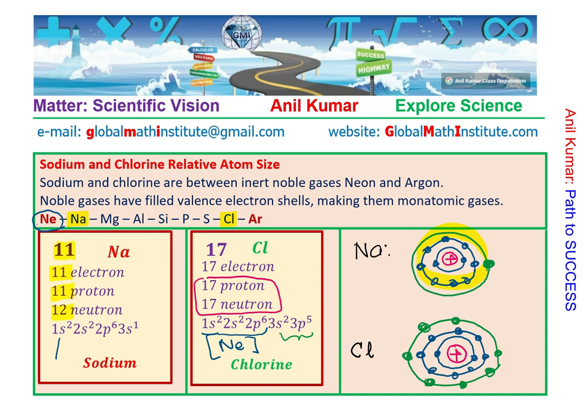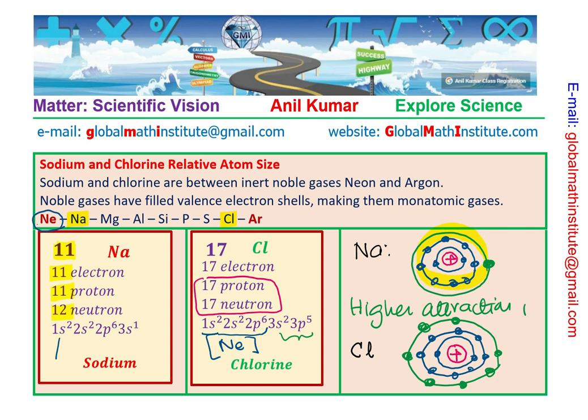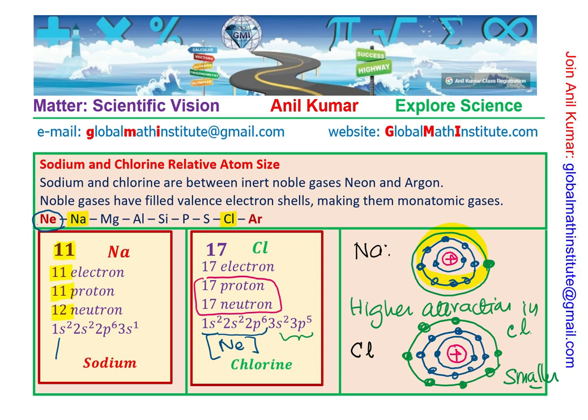Now, chlorine happens to be smaller than sodium mainly because here we have more electrons and protons, so higher attraction in chlorine. Is that okay? So that means this is smaller, right? So that gives smaller. Is that clear to you? Same number of orbitals, kind of, right?